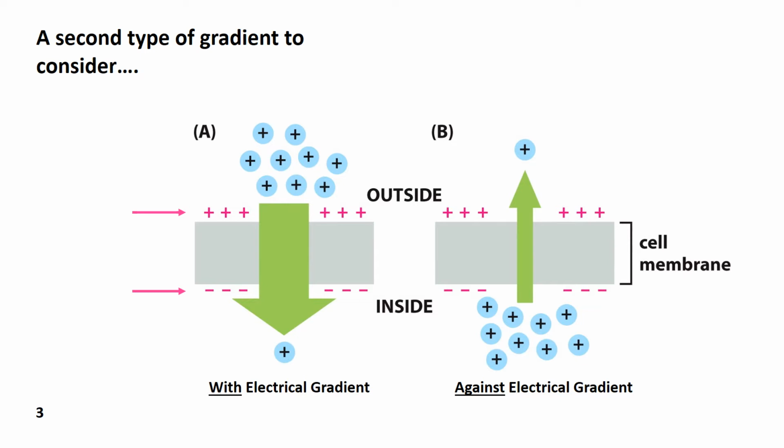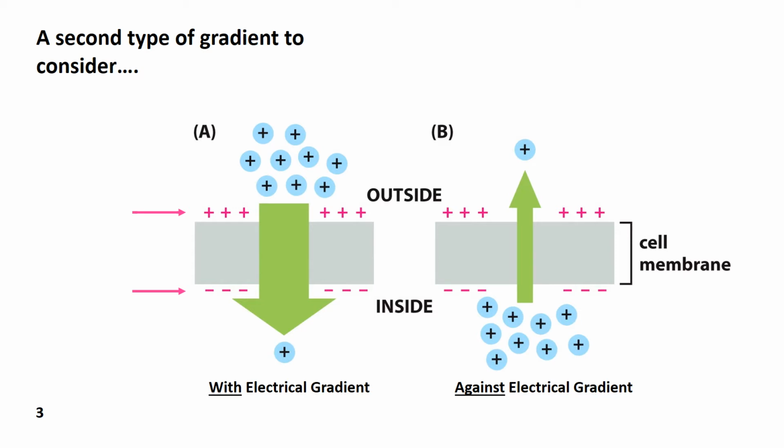When looking at, in panel A, a positively charged ion, it would want to move from the positively charged extracellular environment to the negatively charged intracellular environment because those opposite charges are going to have an attraction for each other. In this way, movement from the positively charged extracellular environment to the negatively charged intracellular environment, a positively charged ion would be moving with its electrical gradient.